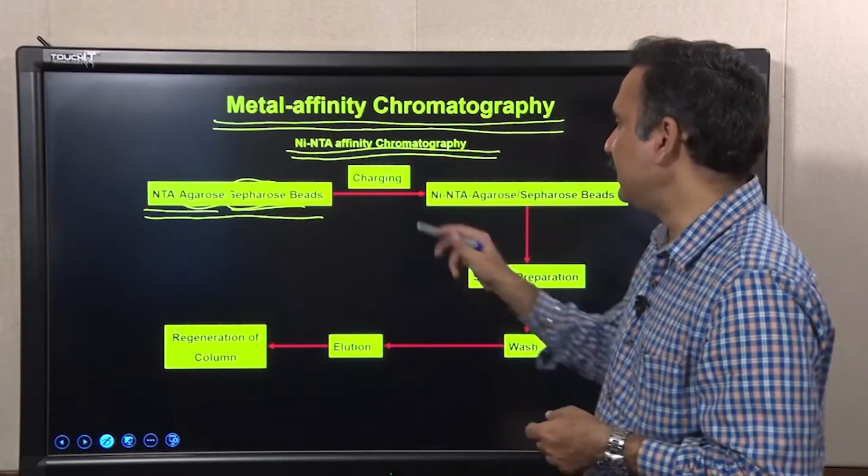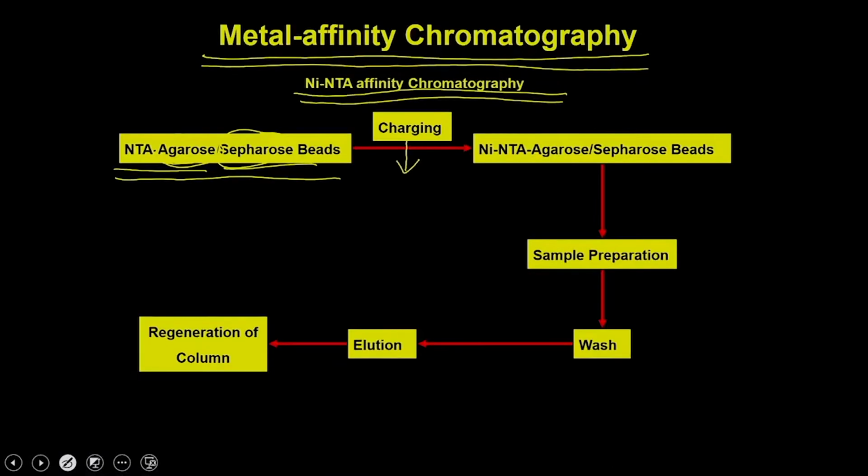So, the first step is that you are going to do the charging with the help of nickel or zinc or the other transition metals. You will not utilize iron, because iron is very reactive and is known to produce hydrogen peroxide when it is present in water.